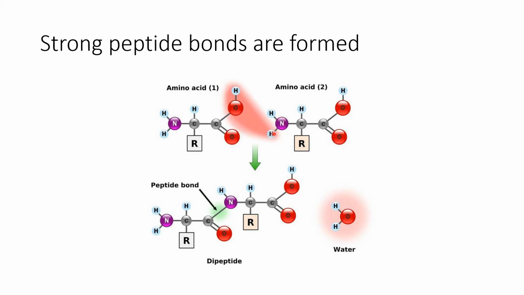We see that when these two react, depicted by this green arrow, the hydroxyl is removed, the hydrogen is removed, and you get water. And this strong peptide bond is generated between the carboxyl group of amino acid 1 and the amino group of amino acid 2.